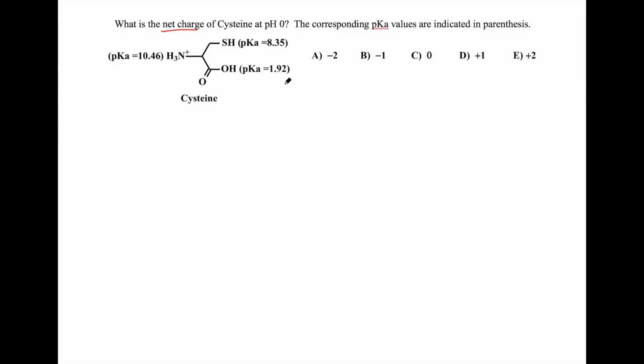So for a pH of 0, this is very, very acidic. What we're looking at is if the pH is below any of these pKa values, we know that that particular atom, nitrogen, oxygen, or sulfur, is going to be protonated. So let's go ahead and write that out. If we have the pH scale, we have a pH of 0 over here and a pH of 14. Okay, so let's go with this first one. Say we have 10.46.